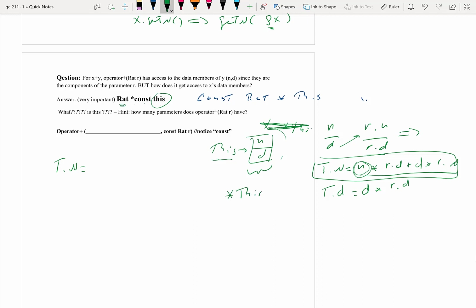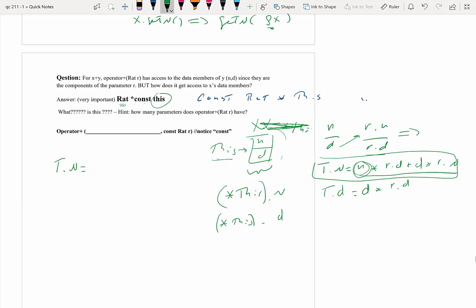So how do I get at the numerator? How would I say the numerator of x? I would say x dot numerator. But I could also say, since this is pointing to it, this is another name for x, star this dot numerator. And I would say star this dot denominator. I hope that makes sense, because if x is the name of this, I have a pointer to x. By dereferencing x, I get another name.